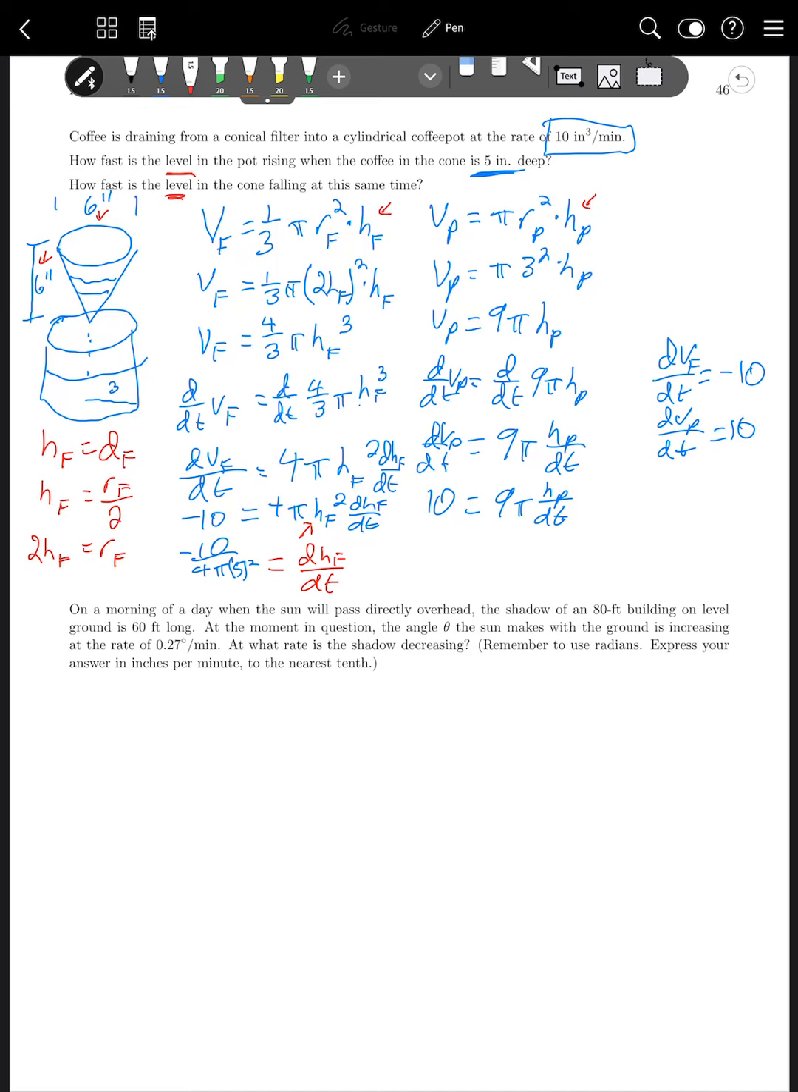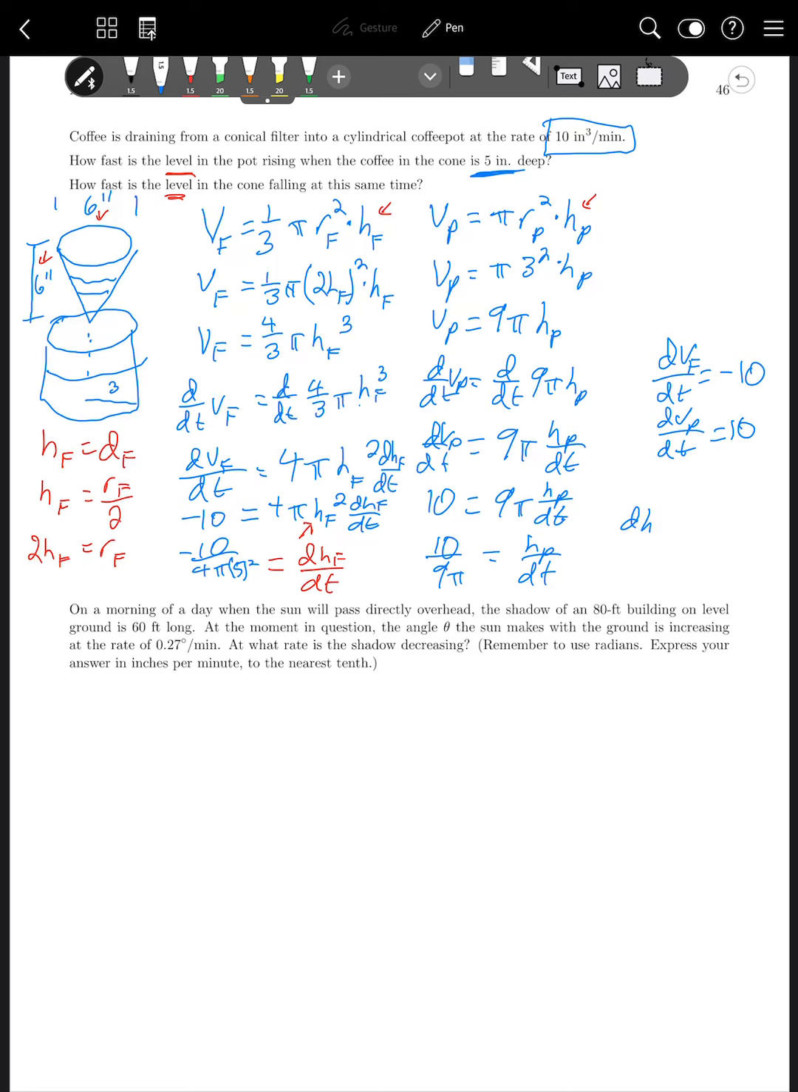And then on the other one, we're just going to divide by 9 pi. So this would be 10 over 9 pi equals dh_p/dt. And then I can just substitute those in our calculator to get the final answers.